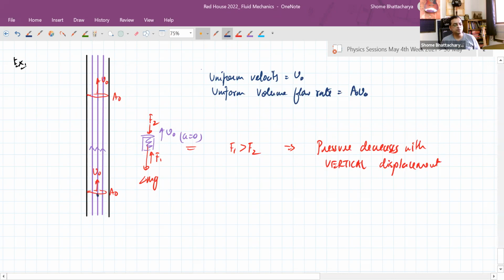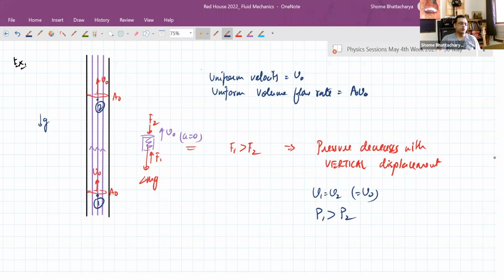So again, if this point is labeled as point 1 and this point is labeled as point 2, though the velocity of flow will be the same at both the points, V1 is equal to V2 equal to V0, P1 will be greater than P2 because they have a vertical displacement. So we can see that even in a uniform cross-sectional pipe in streamline motion, there can be a pressure difference created, but provided it is not in a horizontal situation. It should be vertical, or at least it should have a vertical component. If this uniform cross-section pipe had been horizontal, then of course the pressure would have been uniform.